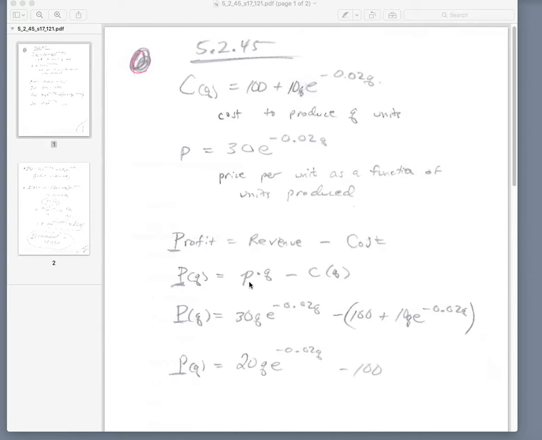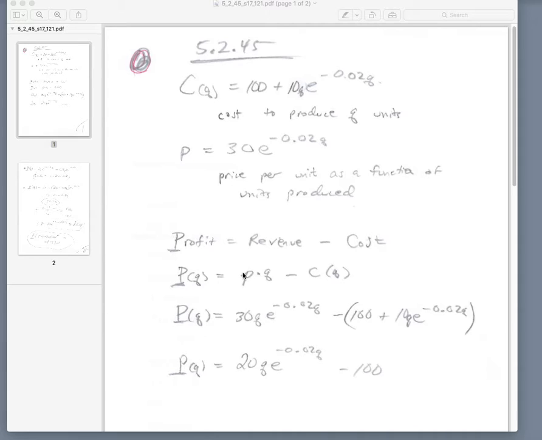So the revenue I claim is P times Q. P is the price per unit. Q is the number of units. So if it's $5 per widget, and you make and sell 100 of them, it's $500 total, right? So it's the price times the number of units minus the cost function to produce Q units. That's C of Q, not C times Q.